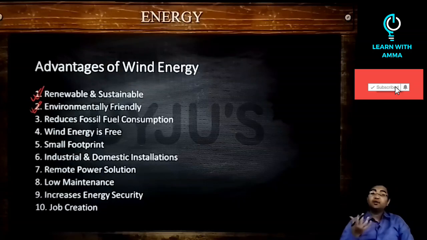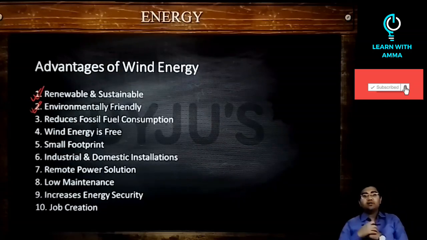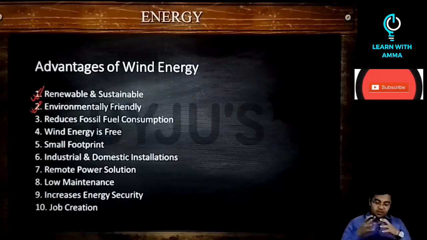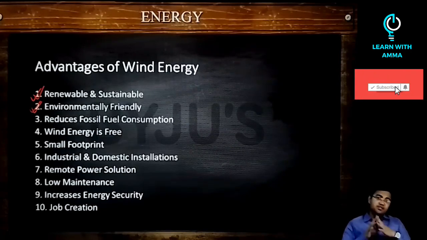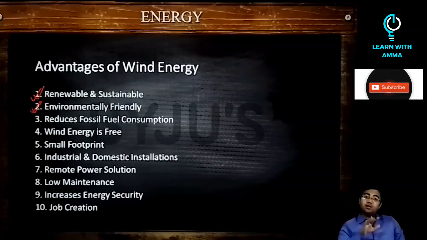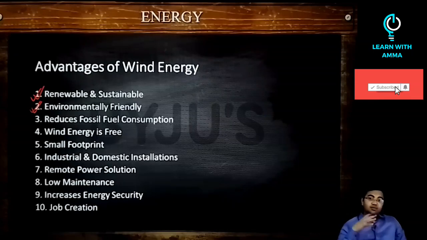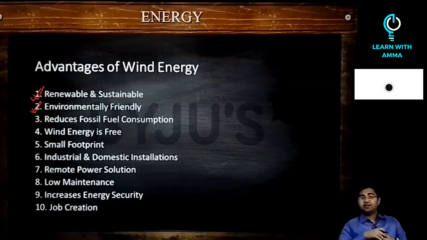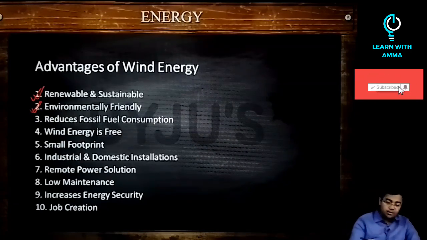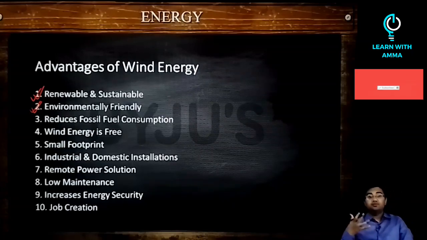Second is environmentally friendly. And why do we say environmentally friendly? Because after the installation and manufacturing of wind turbines, there will be little or no pollution generated as a result of wind turbines themselves. The wind turbines produce no greenhouse gases such as, let's say, methane or carbon dioxide, etc. And that is one of the main reasons why you should call it environmentally friendly.